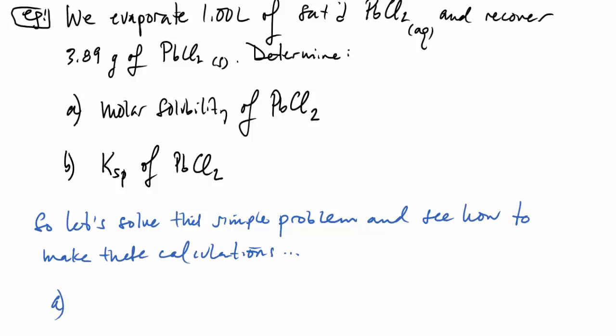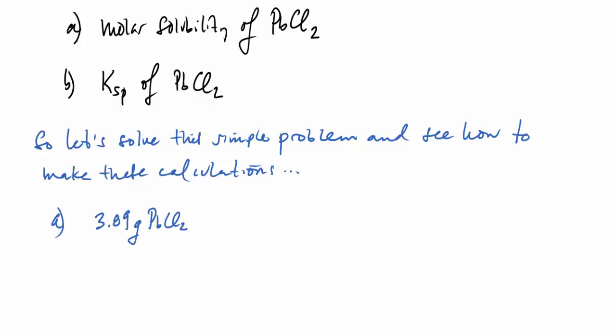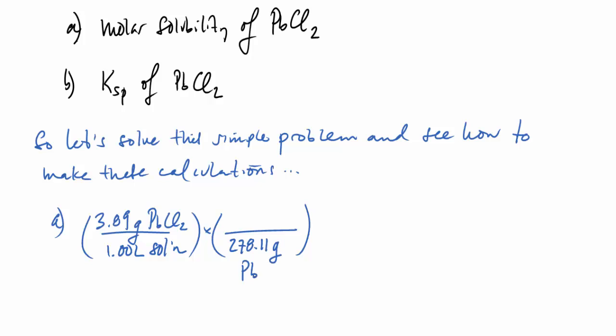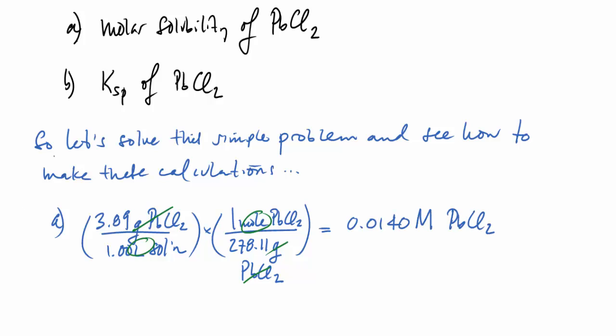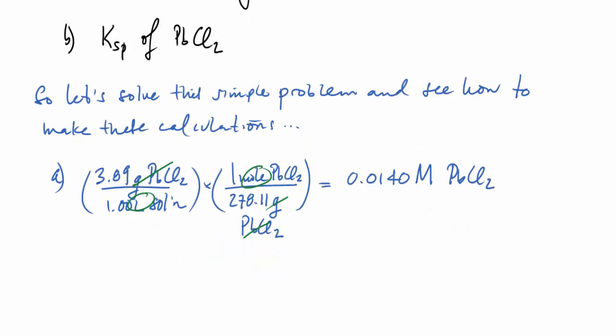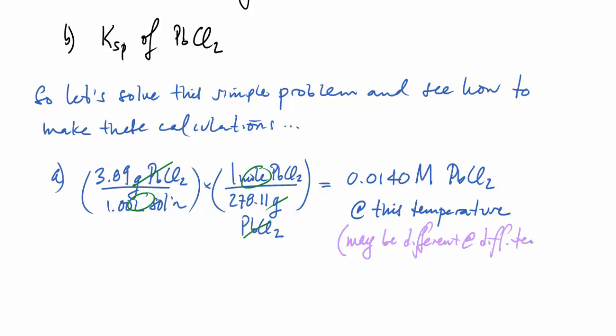Now the first thing we'll do is get the molar solubility of lead 2 chloride. That was part A. So here we have the mass divided by the volume, and we'll use the molar mass of lead 2 chloride and determine that the solution was 0.0140 molar lead 2 chloride, and that's the saturation concentration at this temperature, whatever the temperature was. Remember, it could be different at a different temperature.